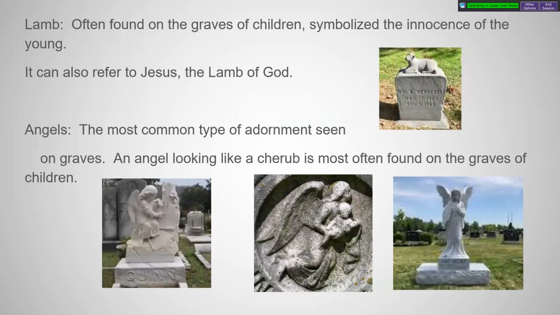The lamb is probably one of the most common symbols you'll find on children's graves. It symbolizes the innocence of the young. It can also refer to Jesus, the Lamb of God, so you will find it on adult graves as well. Angels are another one of the most common types of adornment seen. It looks like a cherub. That's usually found on the grave of children. The one on the far right is more than likely the one on an adult.